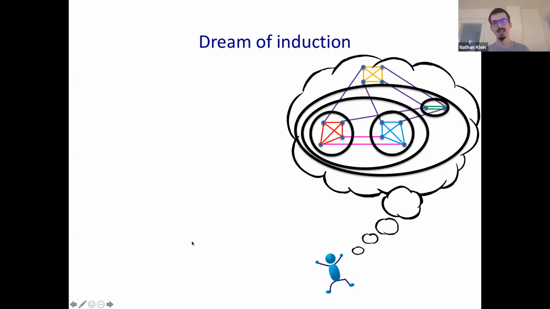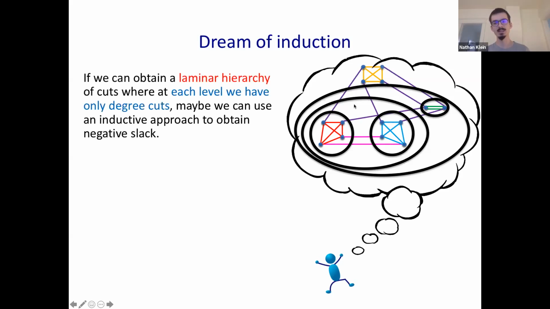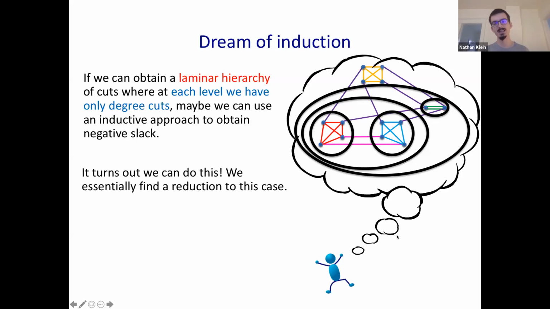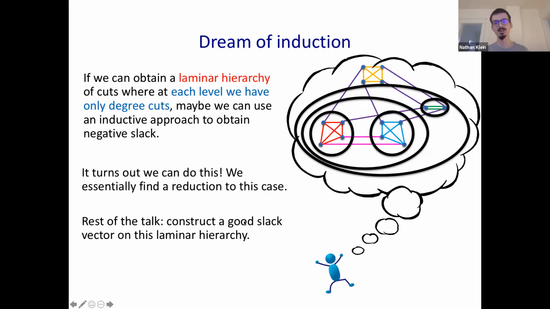Maybe if we can obtain a laminar family of near minimum cuts, where at each level we just have degree cuts, then maybe we can apply this logic at every level and somehow just deal with edges that appear in many levels. And this is exactly what we do. We show that there's essentially a reduction to the case in which the near minimum cuts form a laminar family. But I won't talk about this since it's not at all related to geometry of polynomials. But given this hierarchy, we can now exploit properties of strongly Rayleigh distributions to construct a slack vector that works on any laminar family of cuts.